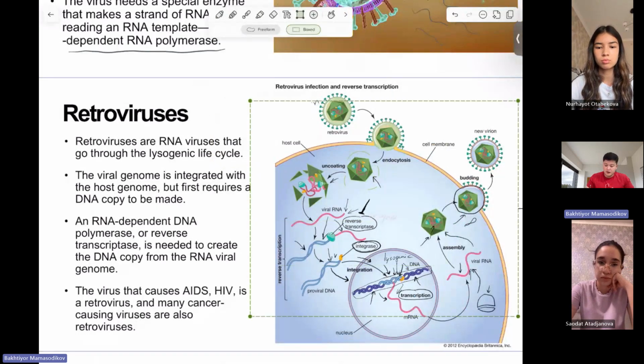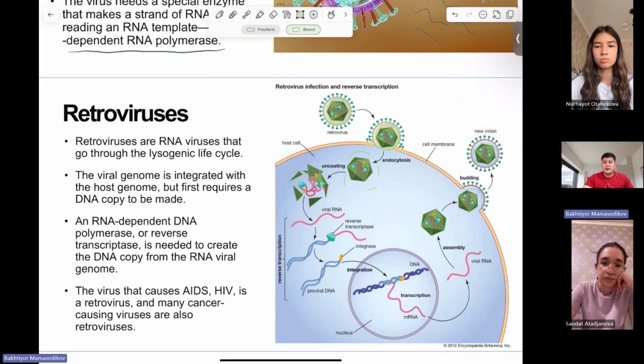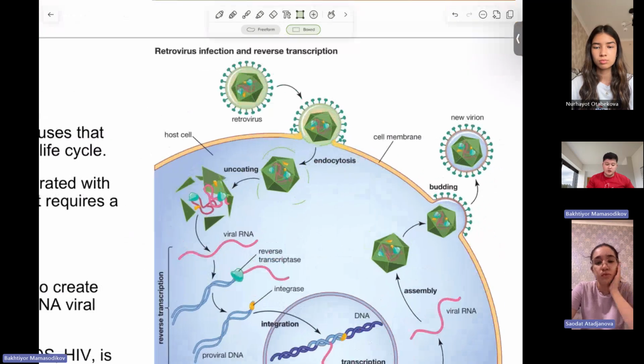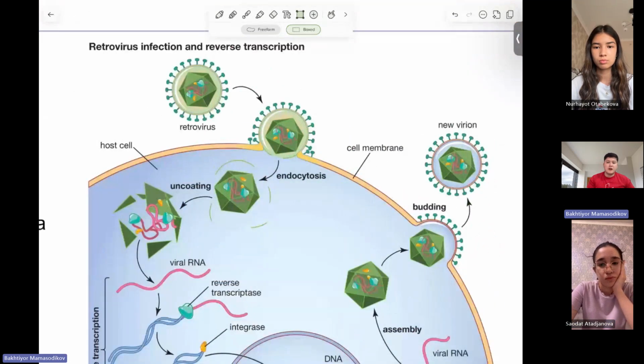Okay, understandable, right? And then we learned why they called the retro. So how they're going to work, let's go step by step. Regarding the picture, you see the retrovirus enters the host cell. So this is the retrovirus.